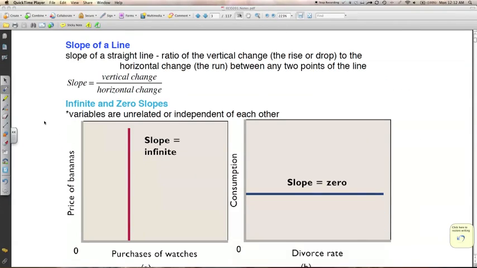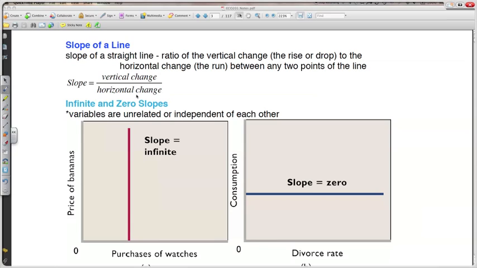Slope of a straight line or a linear relationship. Remember, it's just rise over run. So your slope is just equal to the vertical change over the horizontal change.